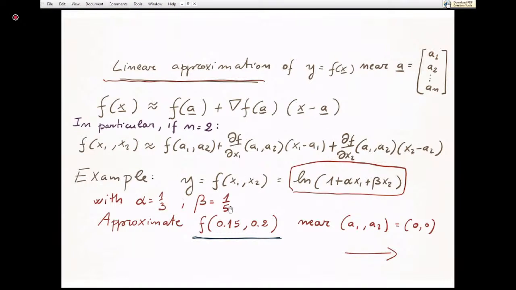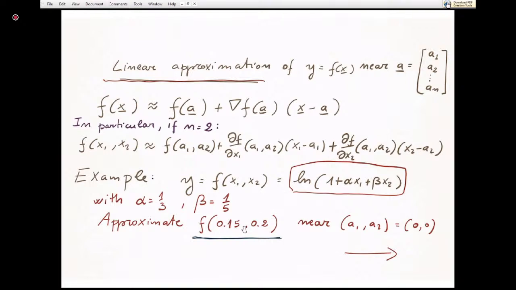Alpha equal to 1/3, beta equal to 1/5. I want to approximate f of 0.15, 0.2 near a1, a2 equal to 0, 0. When I take a linear approximation, I have to specify the initial point, because you have a surface and you work with the tangent plane, not with the surface itself. So you have to specify the tangency point, because if you take another initial point, you have another tangent plane to the surface, so you work with a different approximation.